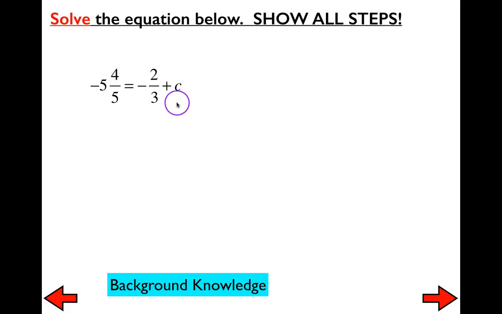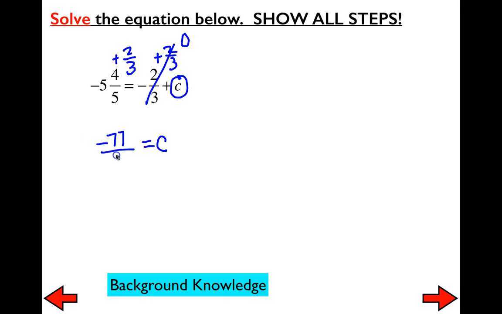Here, what I showed you was we isolate the variable by doing the inverse operation. So here you would have had to add 2/3 to both sides, leaving you with, these are additive inverses, leaving the side with 0. So 0 plus c is just c. And we did the side work here and we got an answer of -77/5. So hopefully that looks a little familiar to you.